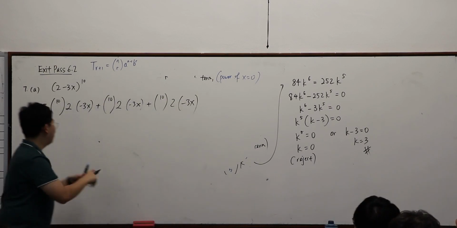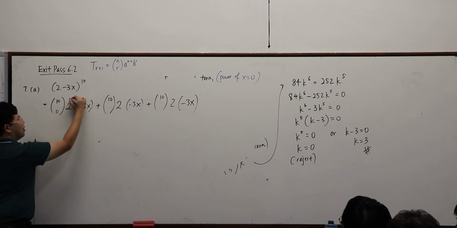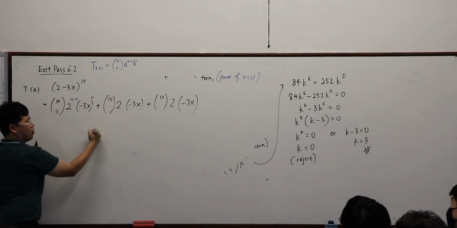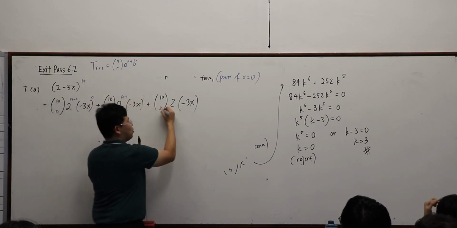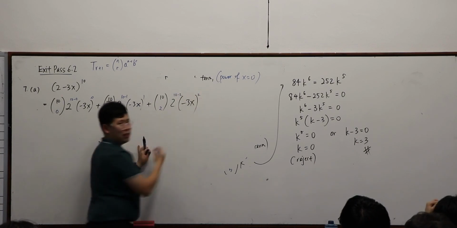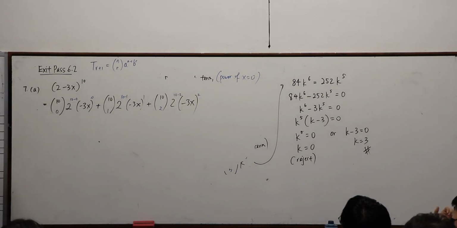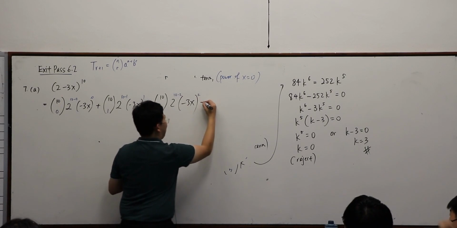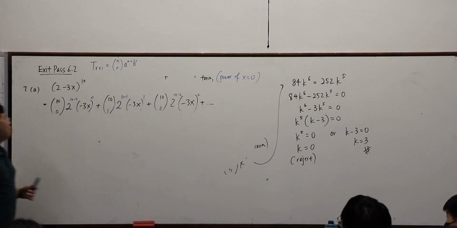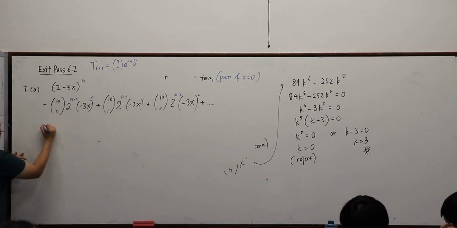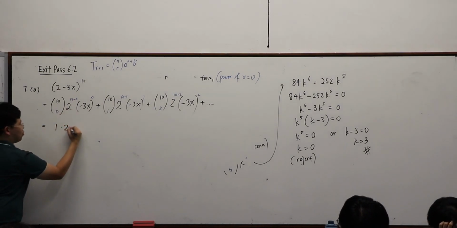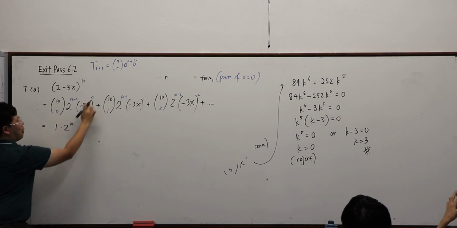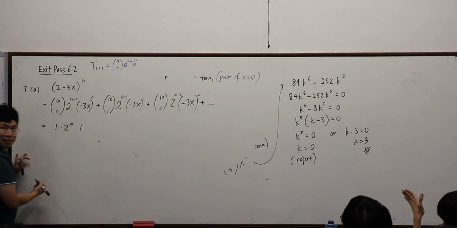So let's fill in the power. We start with r = 0: 10 minus 0 and 0. This is 1: 10 minus 1 and 1. This is 2: 10 minus 2 and 2. So it's the same thing, copy paste, but you just change the r. So 10 choose 0 is 1. 2 to the power of 10, I'll just write 2 to the power of 10. This to the power of 0 is 1, so I leave it like this.